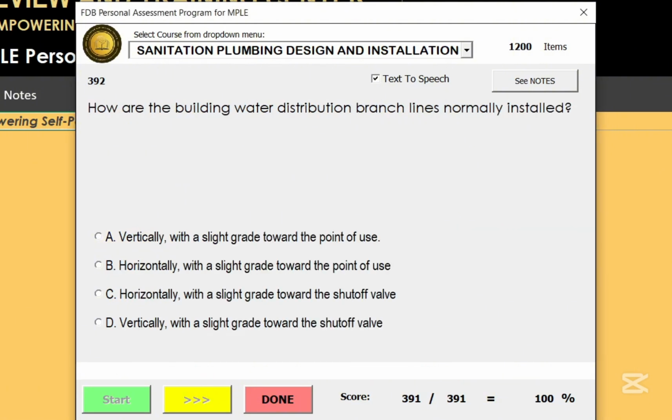How are the building water distribution branch lines normally installed? A. Vertically, with a slight grade toward the point of use. B. Horizontally, with a slight grade toward the point of use. C. Horizontally, with a slight grade toward the shutoff valve. D. Vertically, with a slight grade toward the shutoff valve. Please pick your choice. Option C is your choice, and it's the correct answer. Well done.